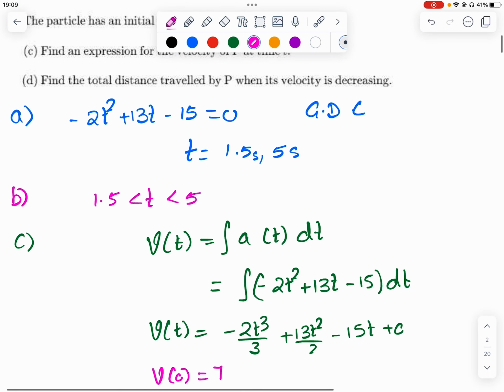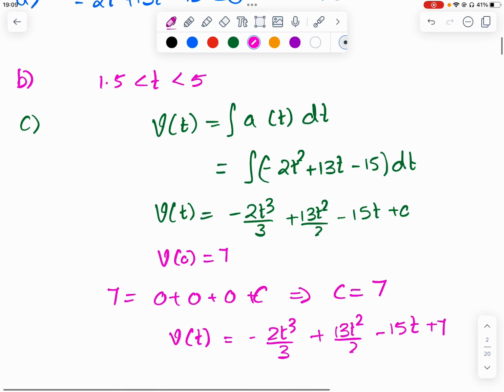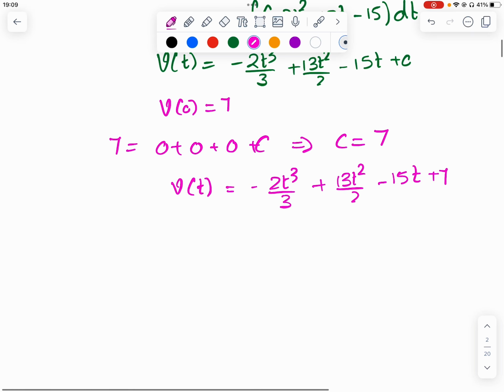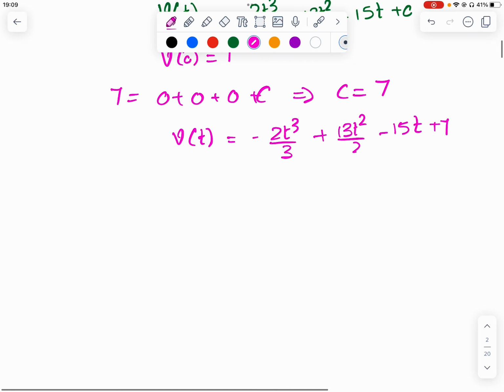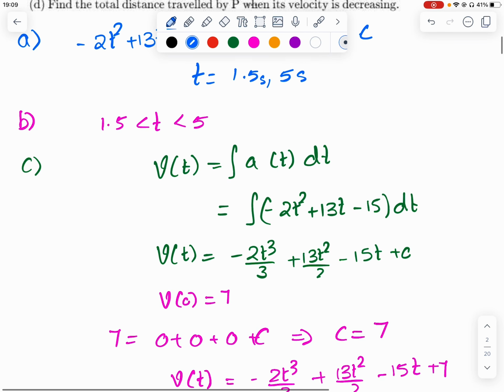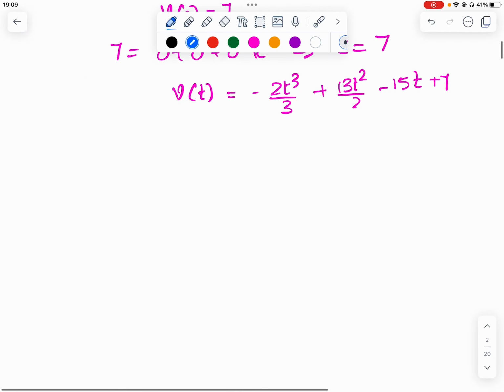Lastly, part D, find the total distance traveled when its velocity is decreasing. Now we came to know from the GDC that it was increasing from 1.5 to 5. So from 0 to 1.5 it is decreasing, and from 5 to 6 also it is decreasing. So I have to use it two times.